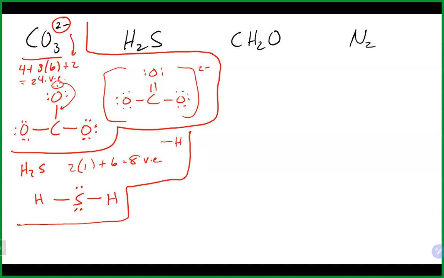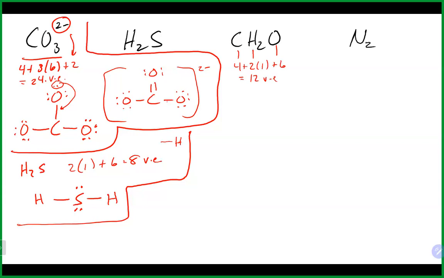Looking at the next one here, we got carbon, which is 4. We got 2 times 1, which is our hydrogen. And once again, our oxygen here is 6. So that's like 8, 12 electrons. So in this case, hydrogen cannot be in the middle. So that leaves us carbon and oxygen.